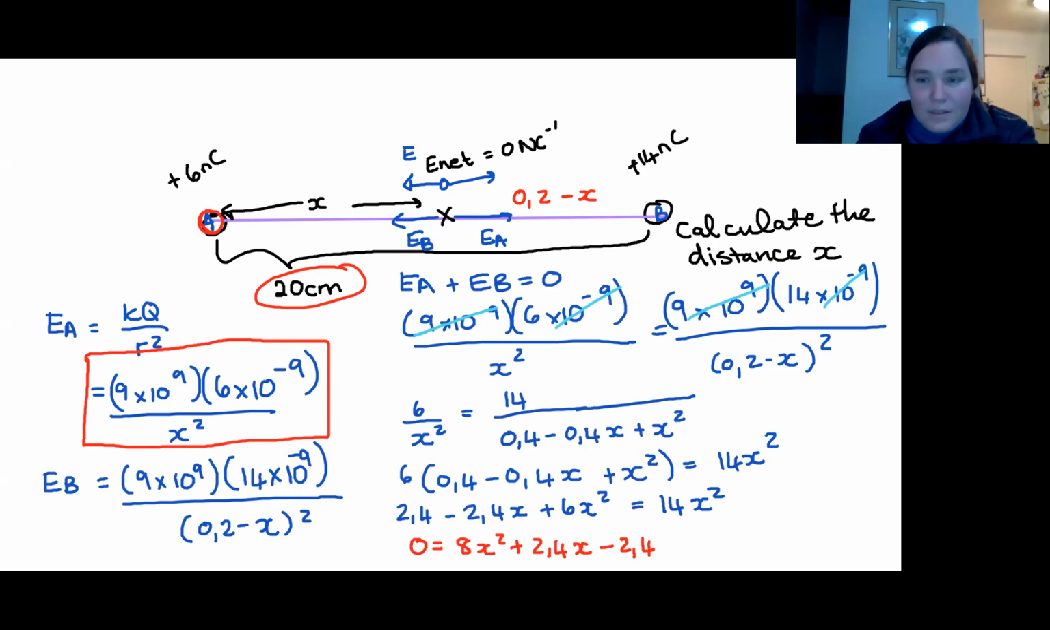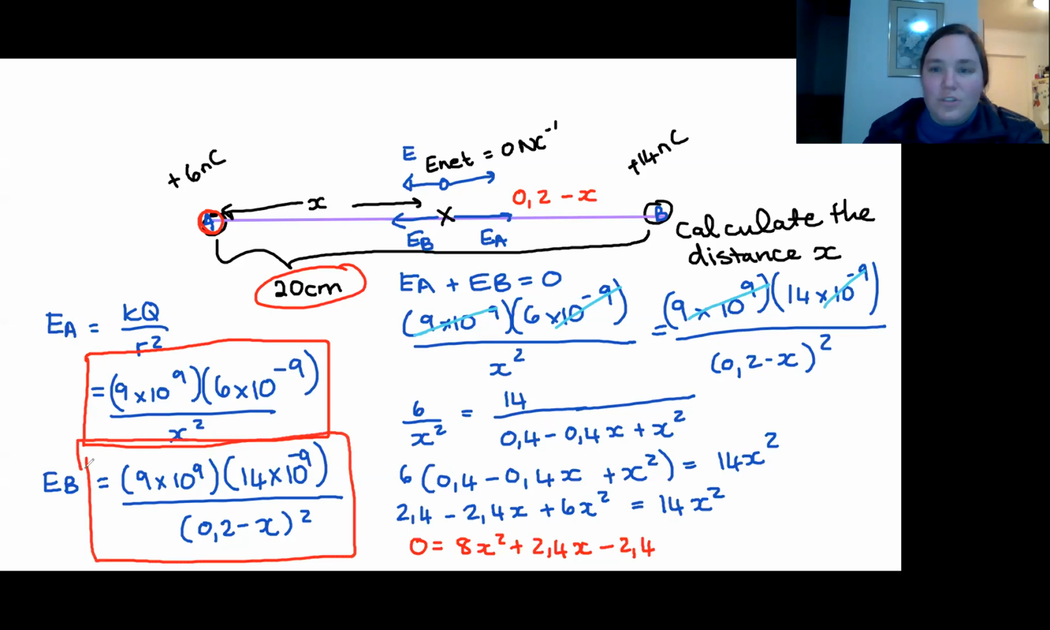Yes. Okay. And did everybody get this for the electric field due to B? If you didn't, please speak up now. Now, what I think I may have done wrong is if you look here, I said the electric field at A plus the electric field at B equals 0.